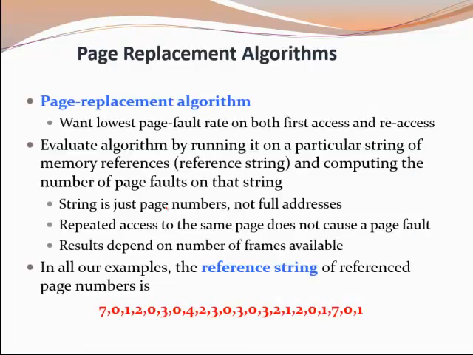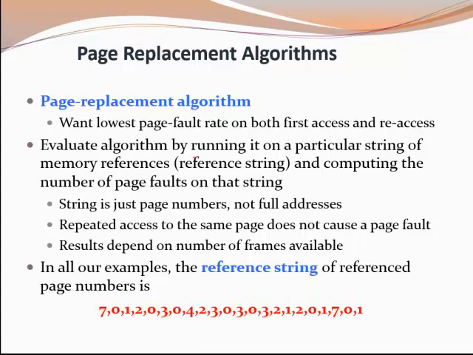Now we discuss the page replacement algorithm. We have a number of page replacement algorithms. We will discuss them in the next lecture. A page replacement algorithm wants the lowest page fault rate on both first access and re-access. Suppose there is a page fault on the first access, we can apply some algorithm, but the algorithm should work in such a manner that when we re-access the page it should be available, so that the page fault rate will be decreased.